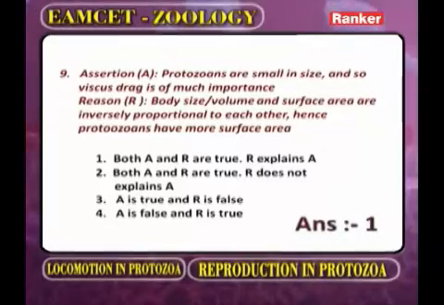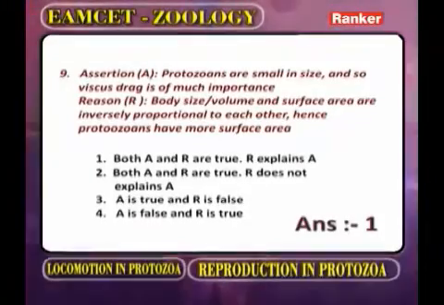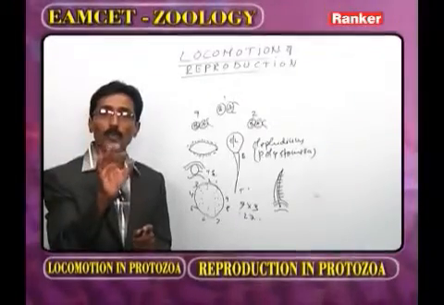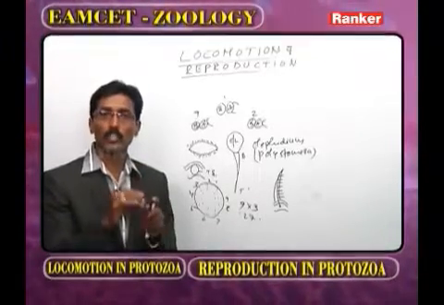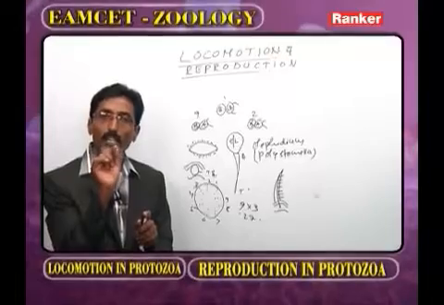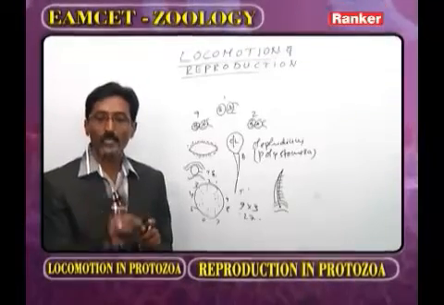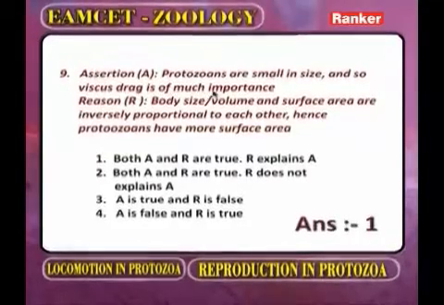Now, assertion. Protozoans are small in size, no doubt. All protozoans' body is made by one cell. They are unicellular. They are microscopic. Without a microscope, they are not visible. So, they are called animalcules. Because of the small sized body, what is going to benefit? Now, protozoans are small in size and so viscous drag is much important.